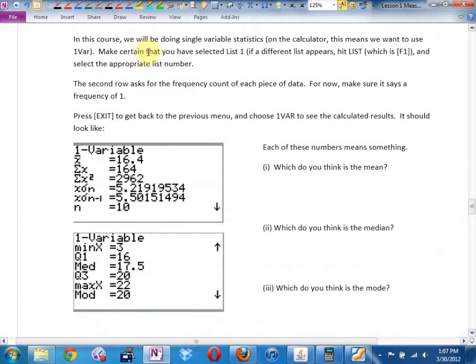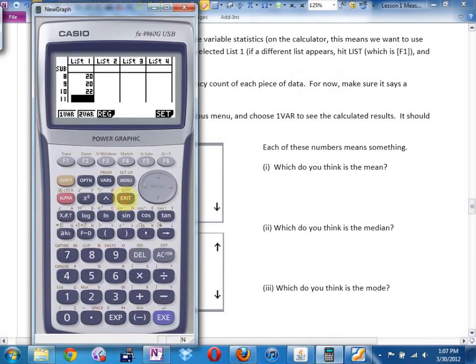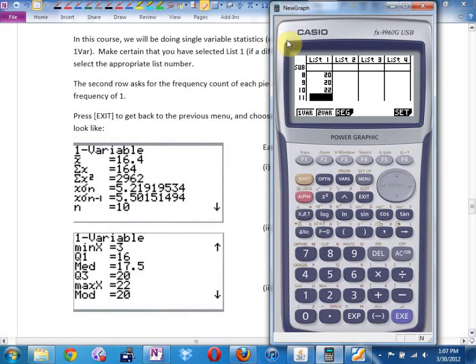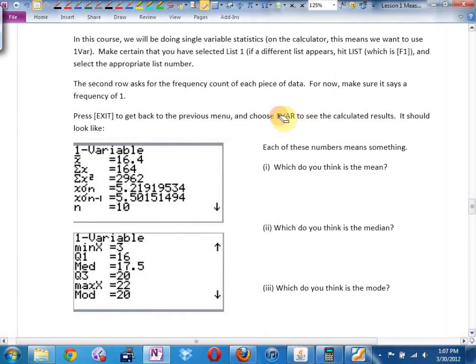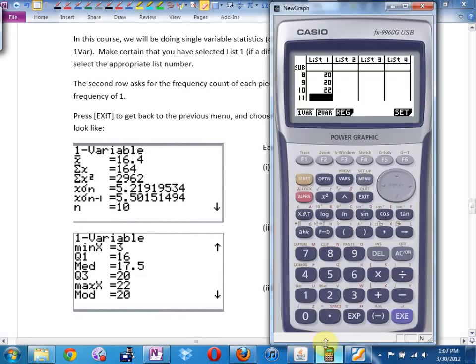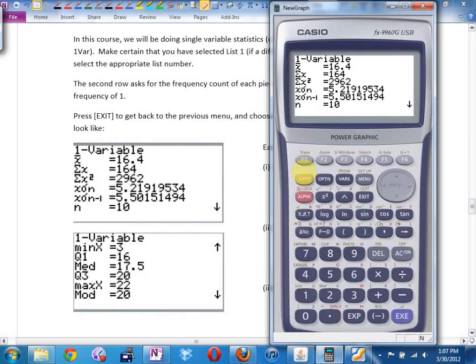So make certain that you've selected list 1. If a different list appears, hit list, which is F1, and select the appropriate number. The second row asks for a frequency count. For now, make sure it says a frequency of 1. Press exit to get back to the previous menu. And then press what? How do we get our calculated results? 1 var. So if you hit that, does everybody's screen look like this? If not, now's the time to call me.